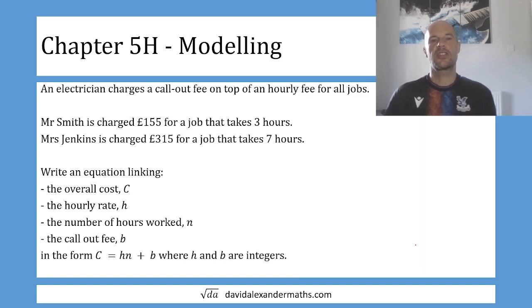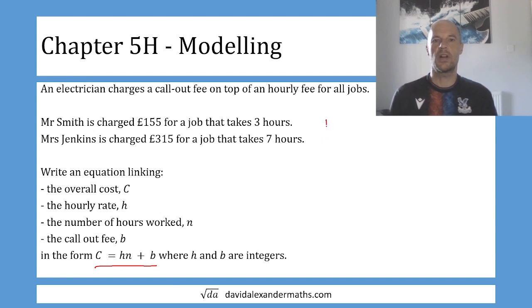An electrician charges a call-out fee on top of an hourly fee for all jobs. So Mr. Smith is charged £155 for a job that takes 3 hours, and Mrs. Jenkins is charged £315 for a job that takes 7 hours. So we want to write an equation in the form of C equals HN plus B based on the information we've been given.